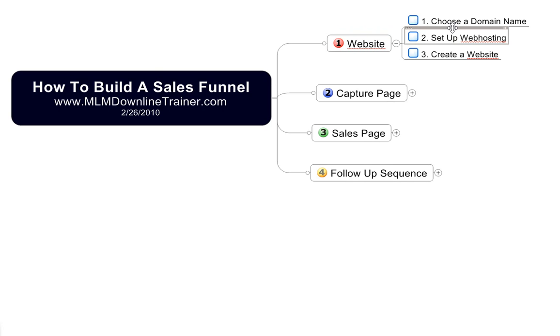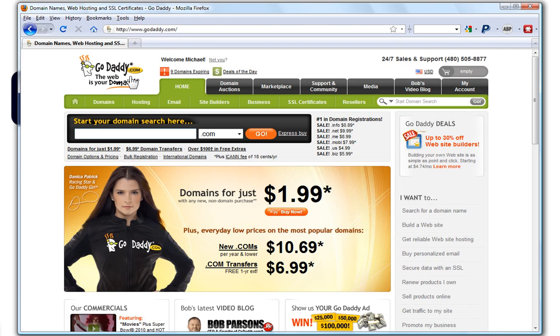Now, to start with the website, first of all, we've got to choose a domain name, set up web hosting, and create a website. So let's get started and do that right now. To begin, you're going to go to GoDaddy.com right here, and I'm already registered here, so you'll sign in yourself if you haven't signed in before. And the first thing we want to do is search for a domain name.